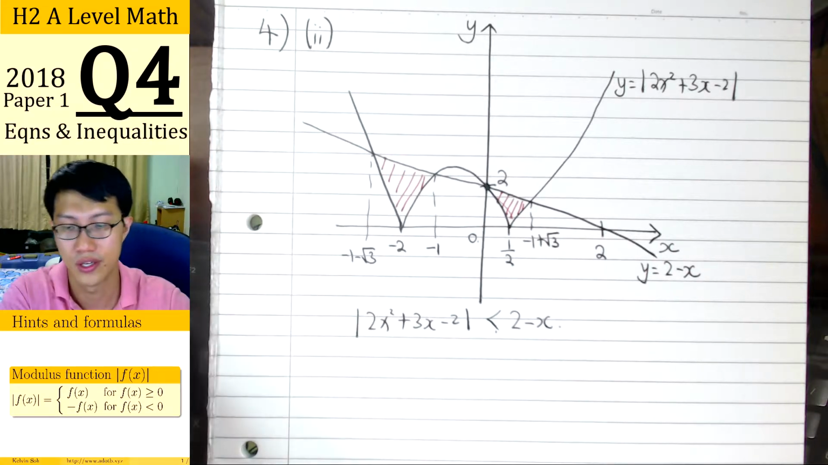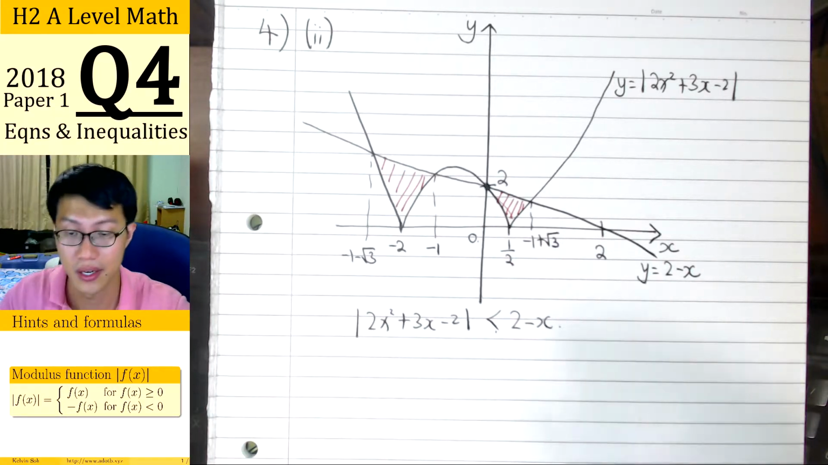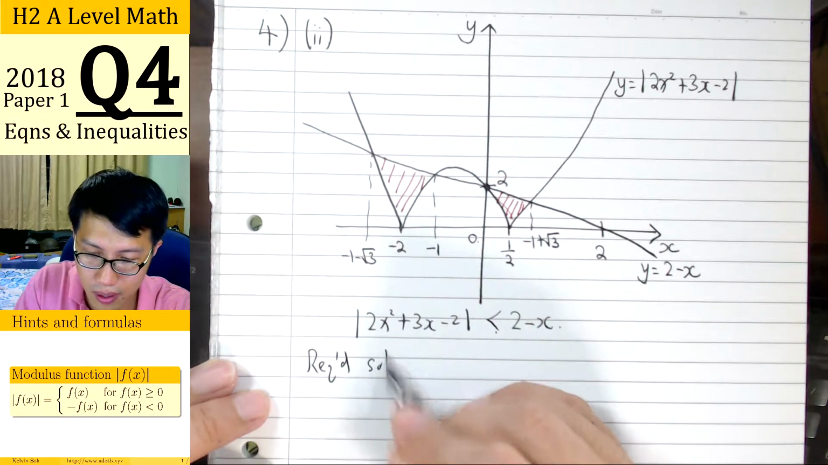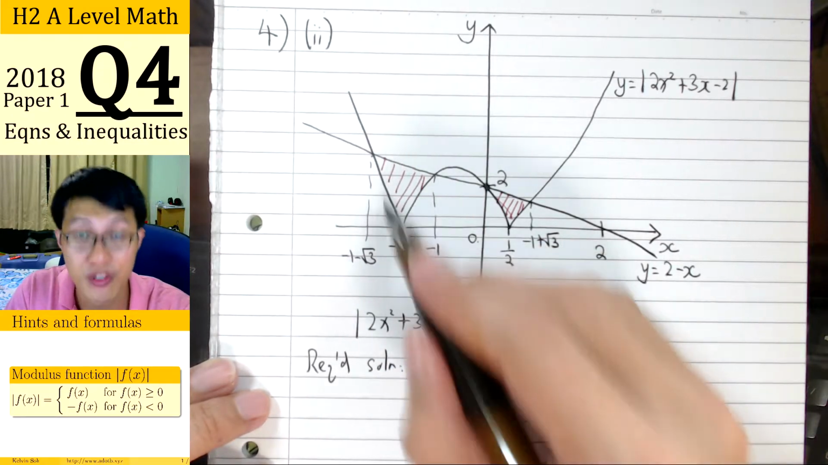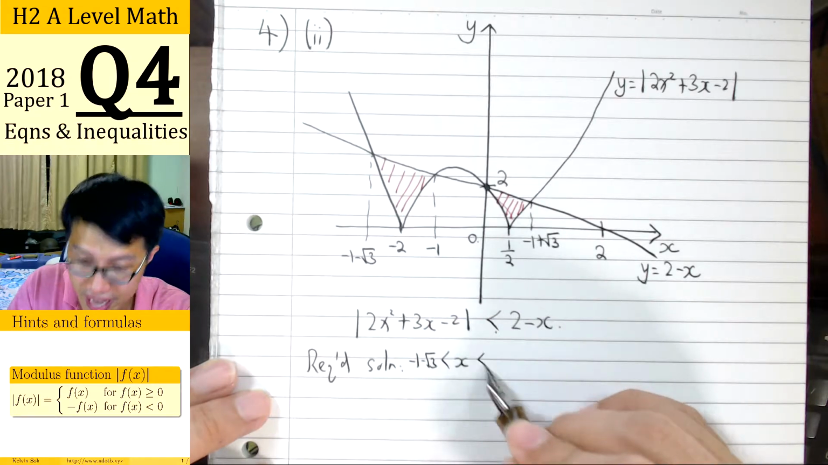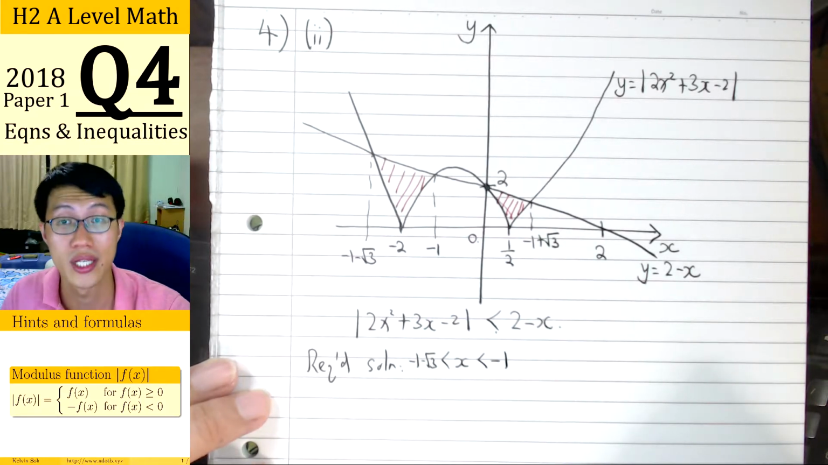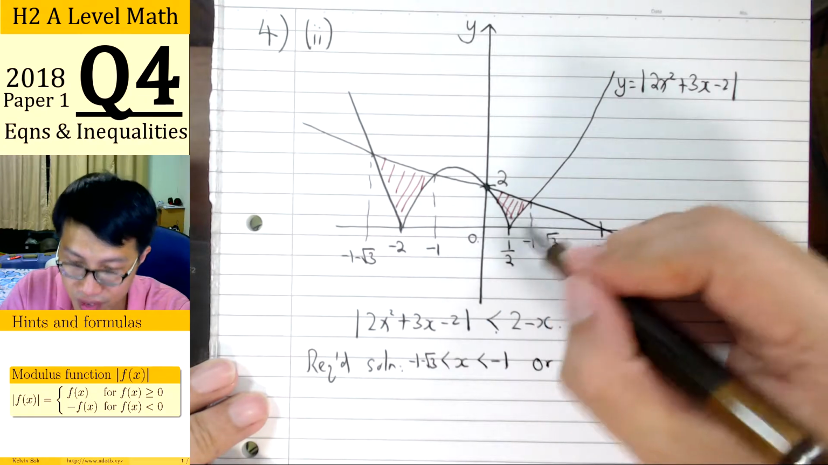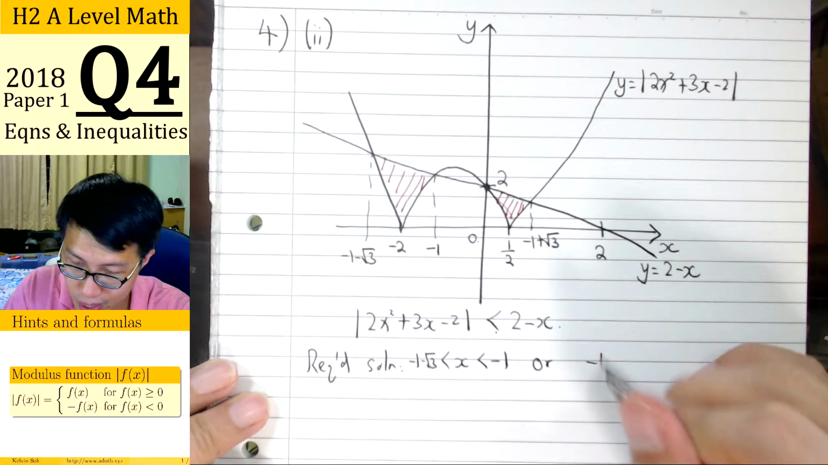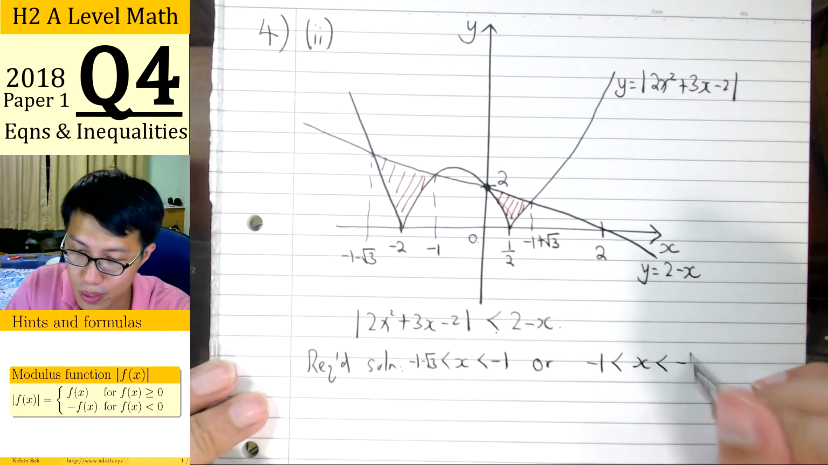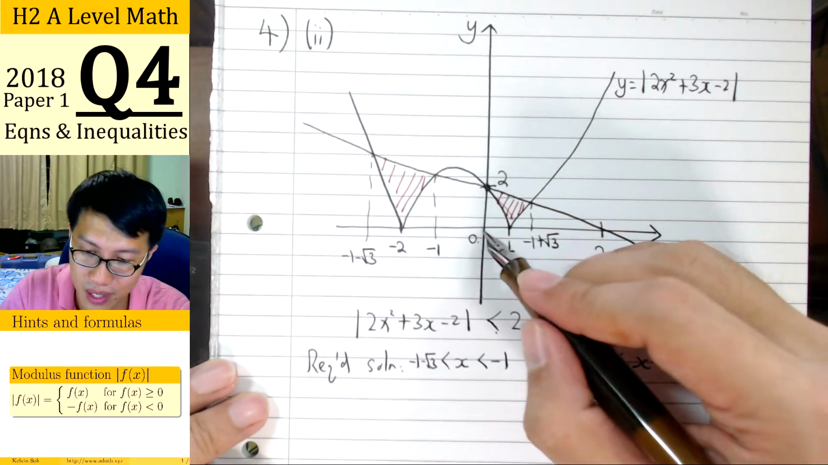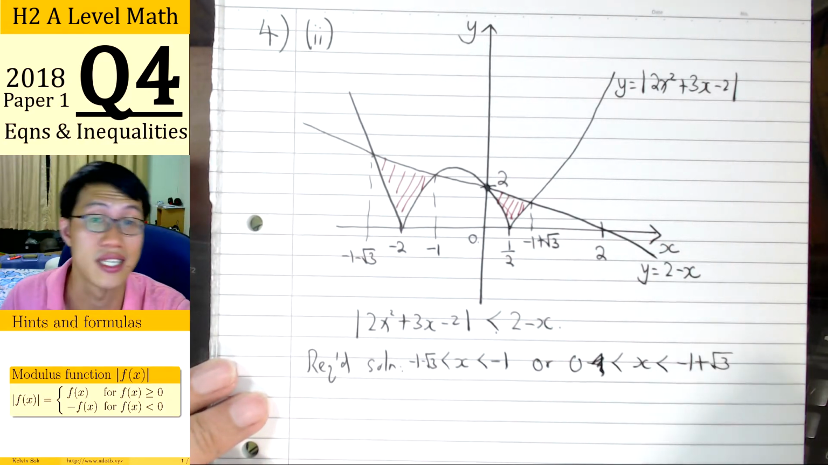Okay. So if we express our answers as an inequality, the required solution is this red region over here. So x is in between -1 minus root 3 and -1. So it's in between these two quantities. Or it's in this red region over here. So it's in between 0 and -1 plus square root 3. Sorry, this one is not -1, this one is 0. It's from 0 to -1 plus square root 3. So this is our answer for part 2.